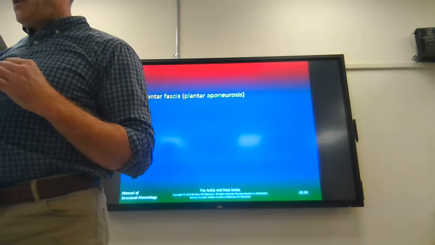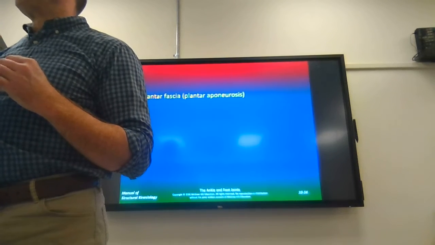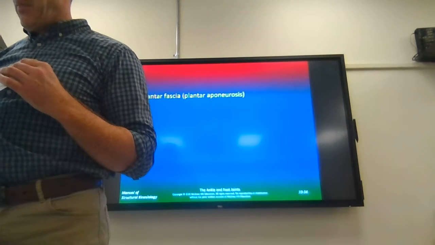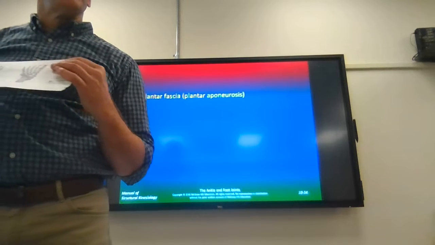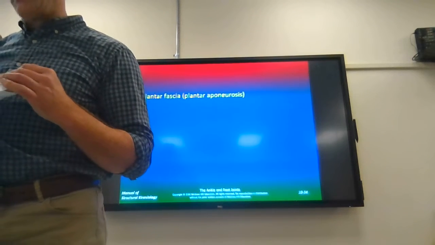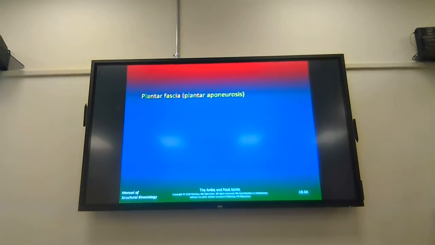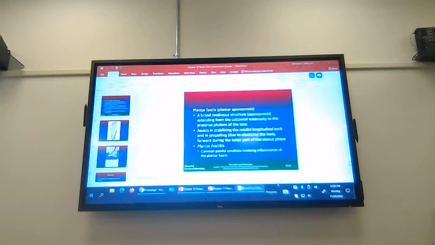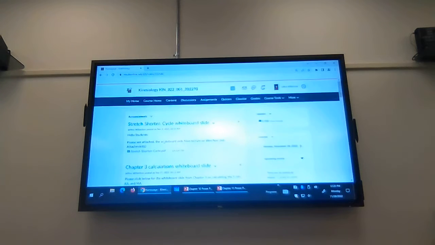There's something like 10 points to label, and it's for the purpose of helping you memorize these insertion points and also the action of these muscles for the final, which, let me check on that. Let's check and see when the final is. It's that Monday from 8 to 9:50.